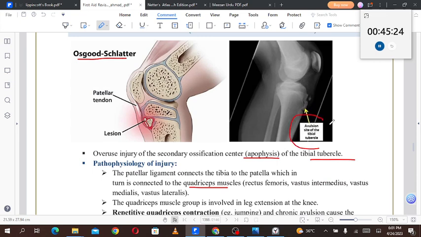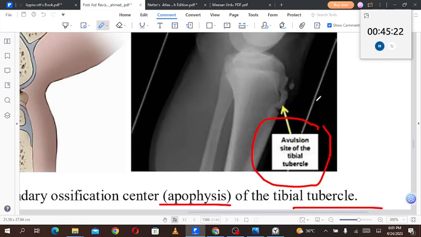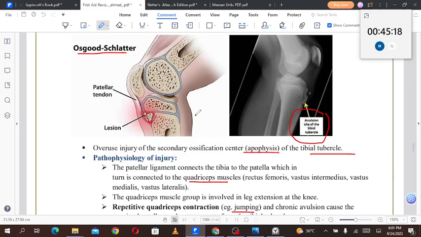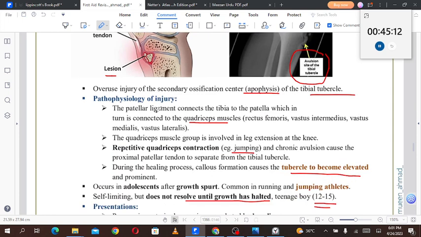The avulsion site of the tibial tubercle is over here. If you zoom in, you can see the site of avulsion of the tibial tubercle, and here is the lesion, and the patellar tendon that becomes avulsed from the tibia. Chronic avulsion causes the proximal patellar tendon to separate from the tibial tubercle. In the healing process, callus formation causes the tubercle to become elevated and prominent.